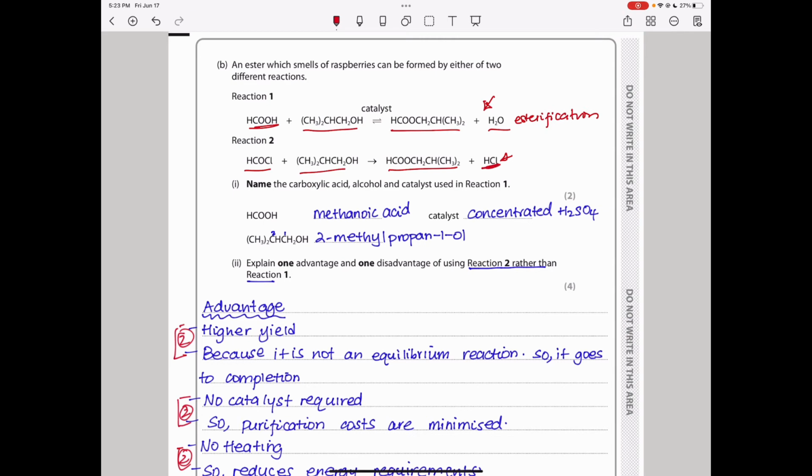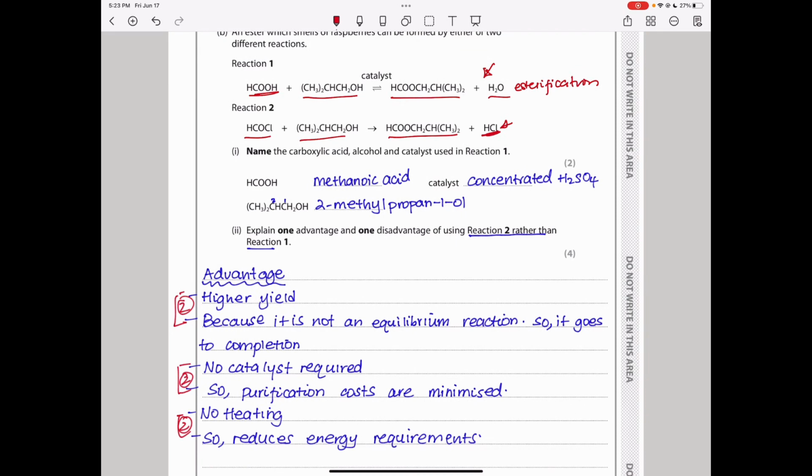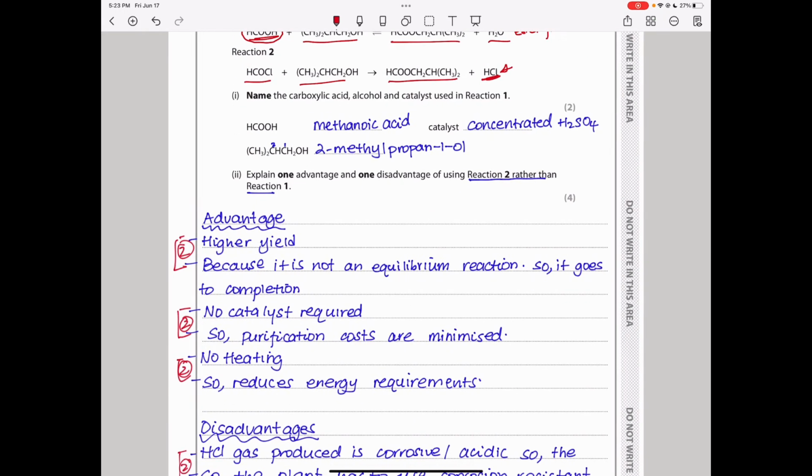So they say, name the carboxylic acid, alcohol, and catalyst used in reaction 1. In reaction 1, the carboxylic acid is methanoic acid. The catalyst used is concentrated sulfuric acid. And then the alcohol is 2-methylpropan-1-ol, because when you count the carbons, it's easy to name that. And then they say explain one advantage and one disadvantage of using reaction 2 rather than reaction 1.